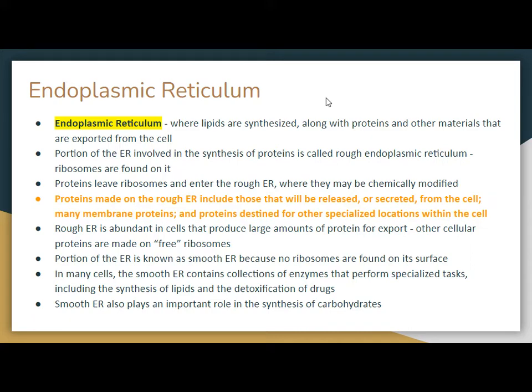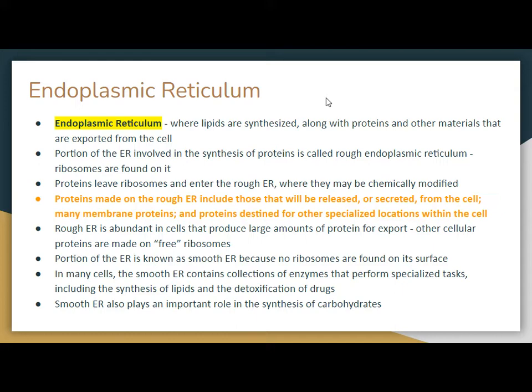Then the portion of ER that's known as smooth ER has no ribosomes. So that's smooth because it's not covered with all these little tiny dots. And the smooth ER contains this collection of different enzymes that really perform these really specialized tasks. So think back to when we learned about enzymes and how they can speed up reactions.